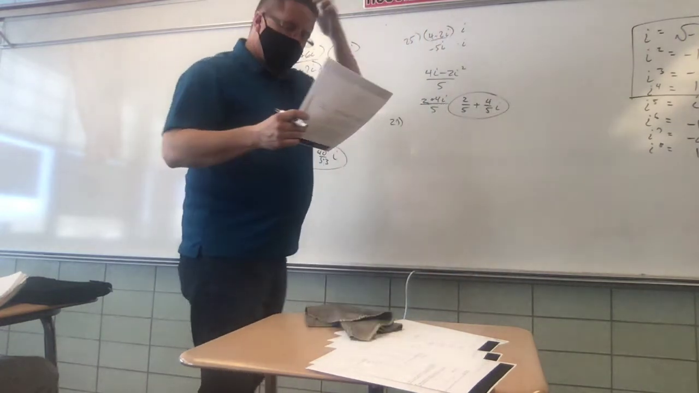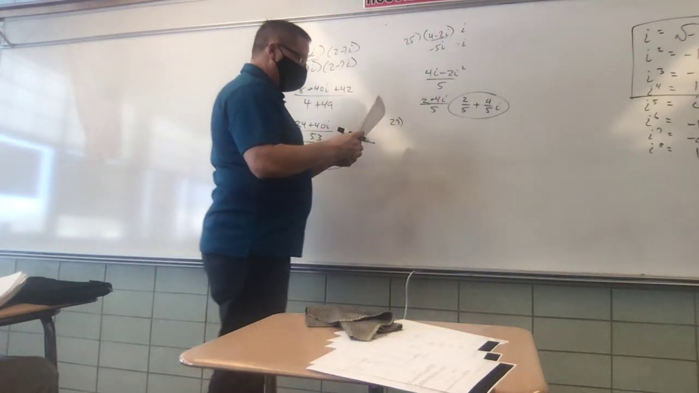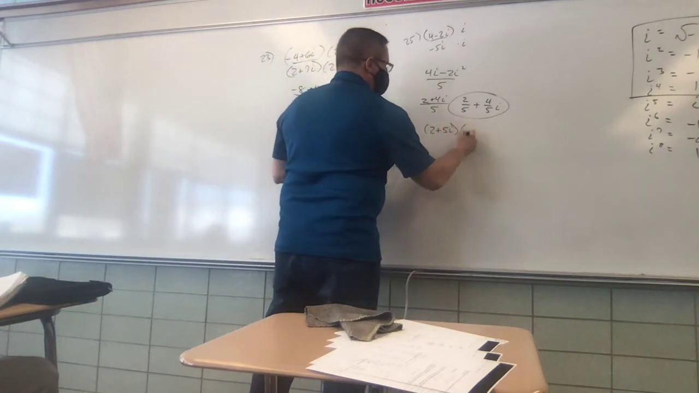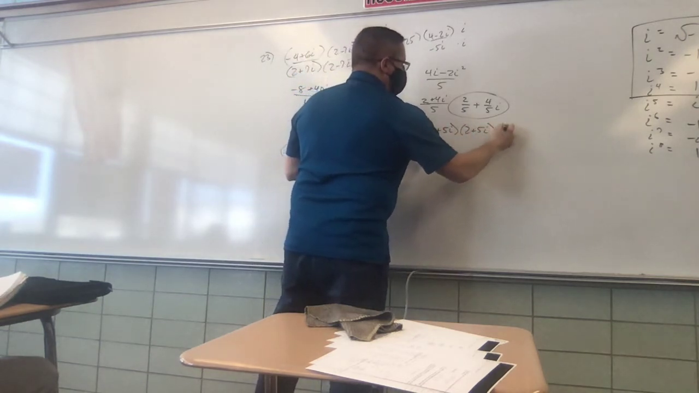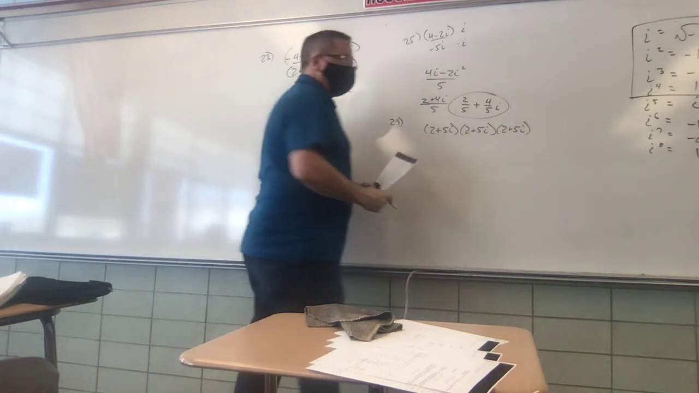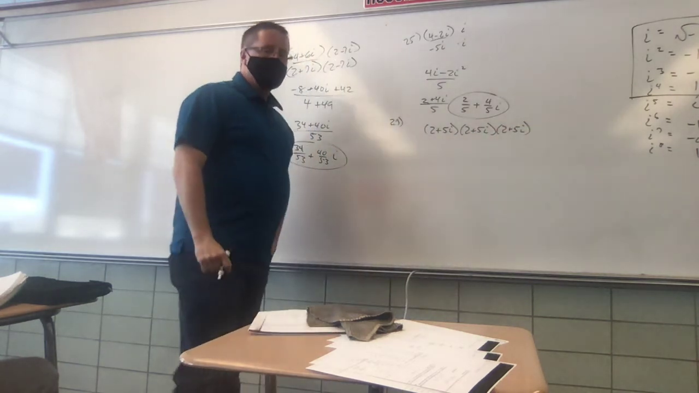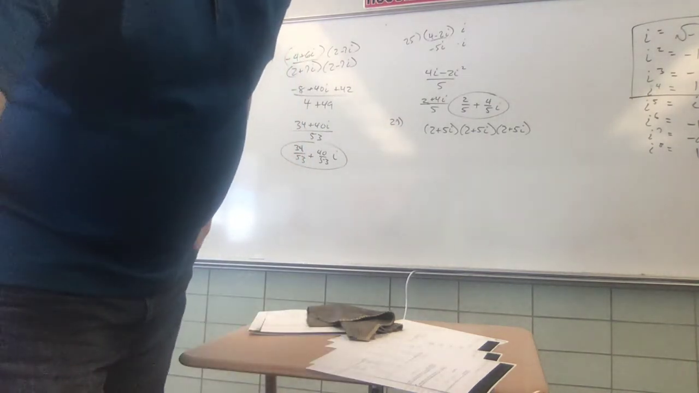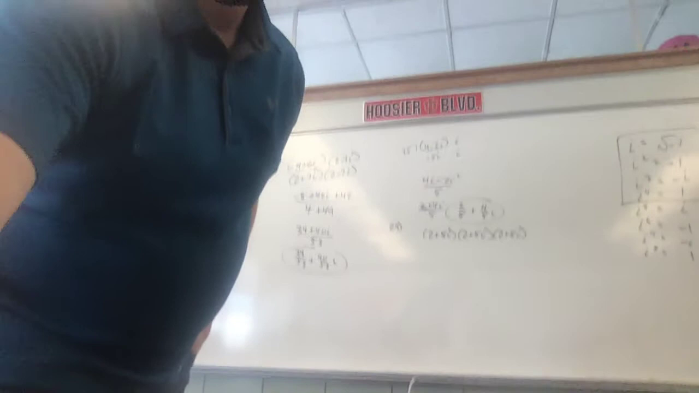Okay, a few more. All right, this one's not any more difficult, just takes a little longer. 2 plus 5i to the third. So 2 plus 5i times 2 plus 5i times 2 plus 5i. We've already talked about this. You cannot multiply 3 things all at the same time. It's impossible. So let's do them 2 at a time.